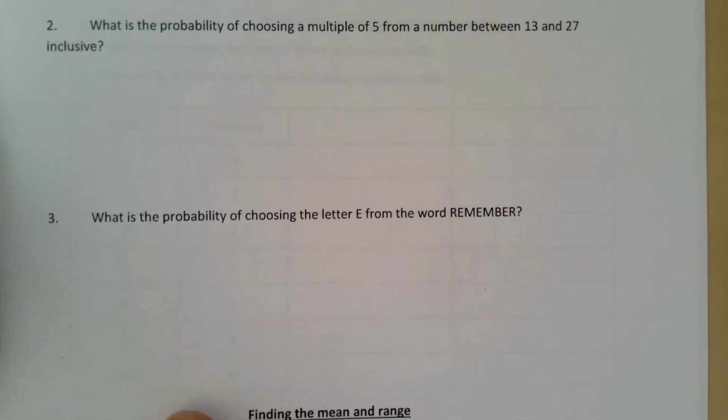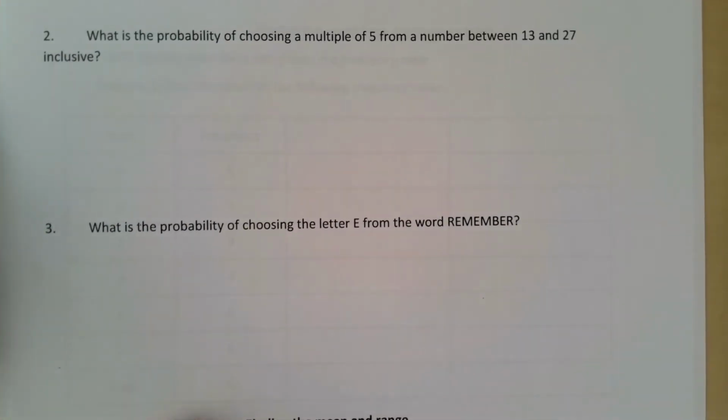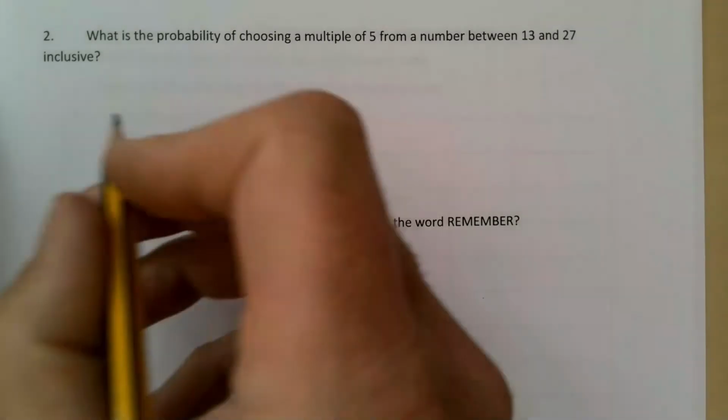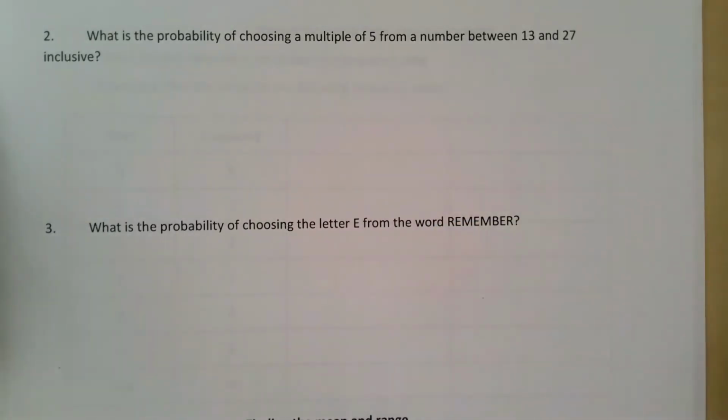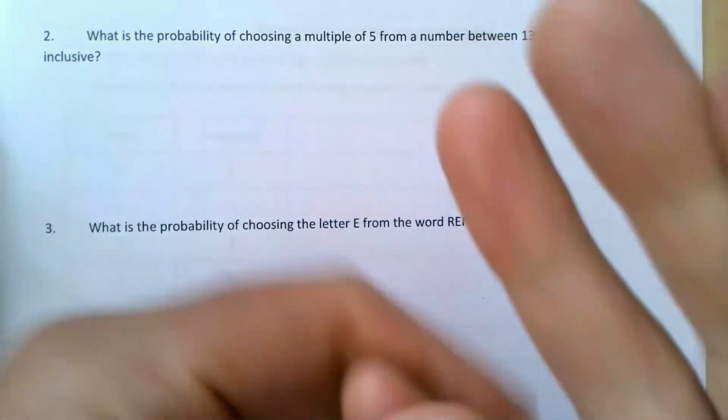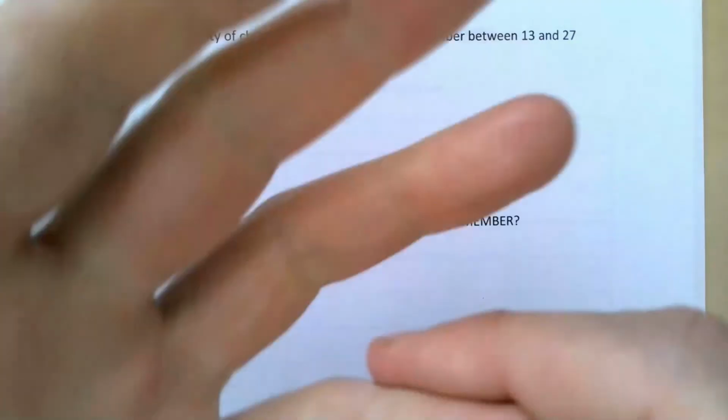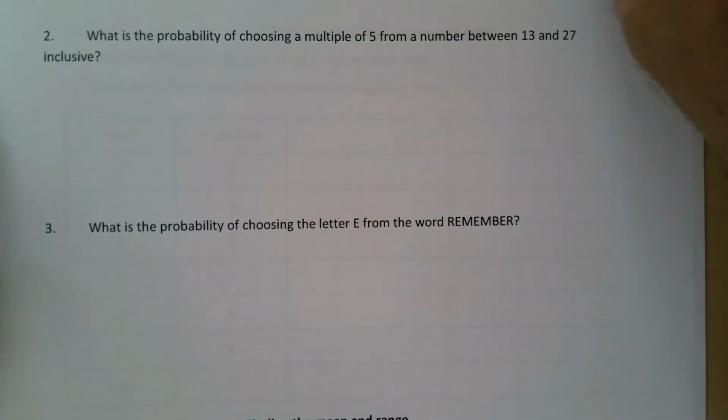What's the probability of choosing a multiple of 5 from the numbers between 13 and 27 inclusive? So let's see, you're including 13 to 27, so I need to think this through and nearly need to count up. So it's going to be 13, 14, 15, 16, 17, 18, 19, 20, 21, 22, 23, 24, 25, 26, 27. So that's 15 possible numbers.